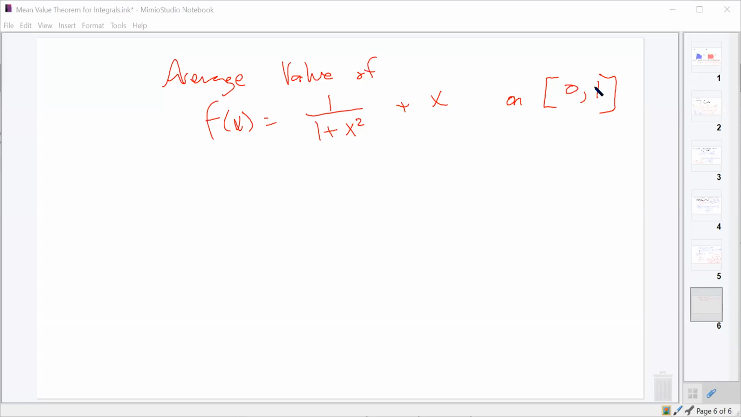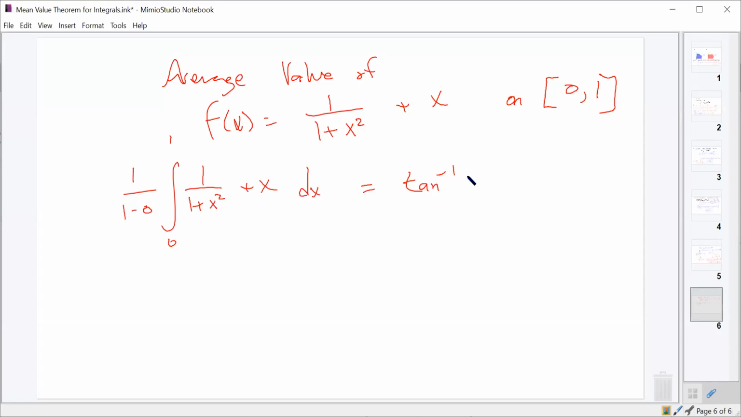So first off, we want the average value from 0 to 1. So it should be 1 over b minus a times the integral from a to b of our function. Everybody hopefully got that set up? Yes. Okay. Conveniently, this just ends up being a 1 out in front, so we can ignore that. And what's the integral of 1 over 1 plus x squared? Tangent. Inverse tangent, right? Inverse tangent of x plus x squared over 2.